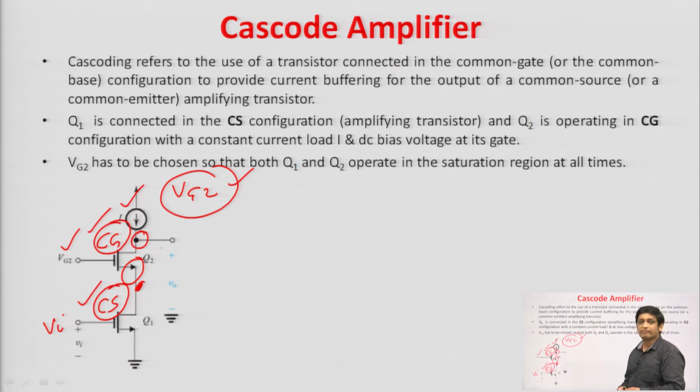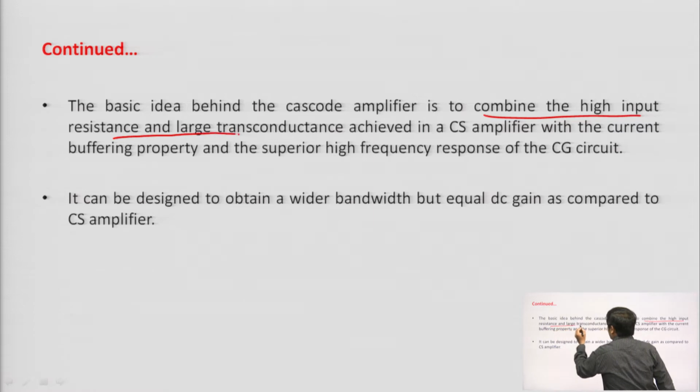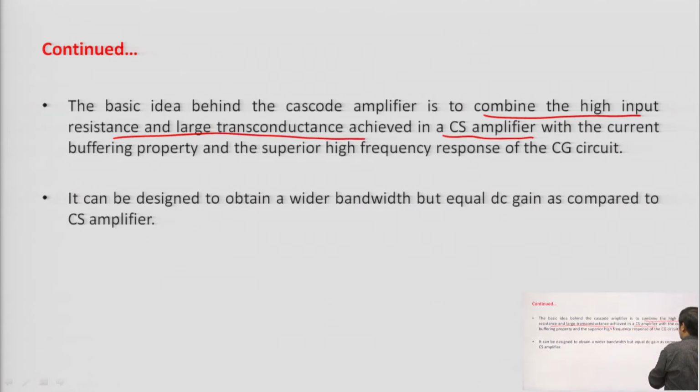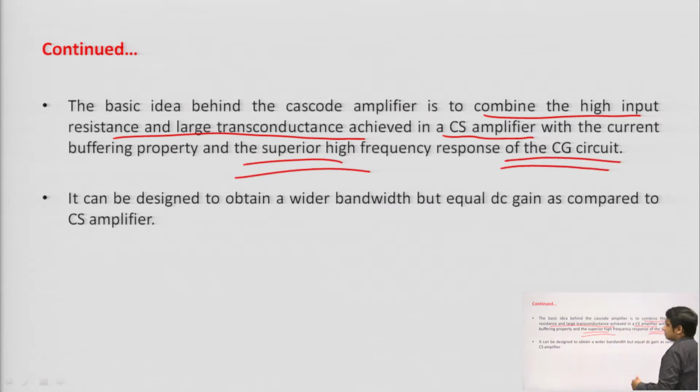Similarly, we can design cascode amplifier using BJT. In BJT, what we do? We take common emitter amplifier and common base amplifier, fine, and there we need to ensure that in BJT both the transistors should be in active region, but in MOSFET both the transistors Q1 and Q2 should be in saturation region, fine. So, the basic idea behind the cascode amplifier is to combine the high input resistance and large transconductance in CS amplifier with the current buffering property and the superior high frequency response of the CG, that I have explained. So, we are combining the advantages of CS and CG amplifier in cascode amplifier.